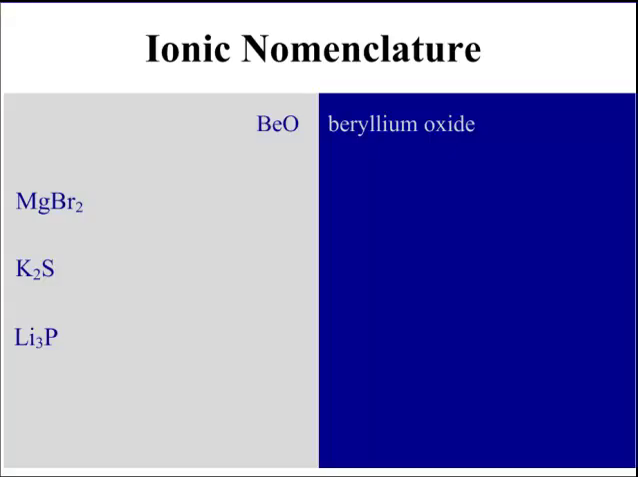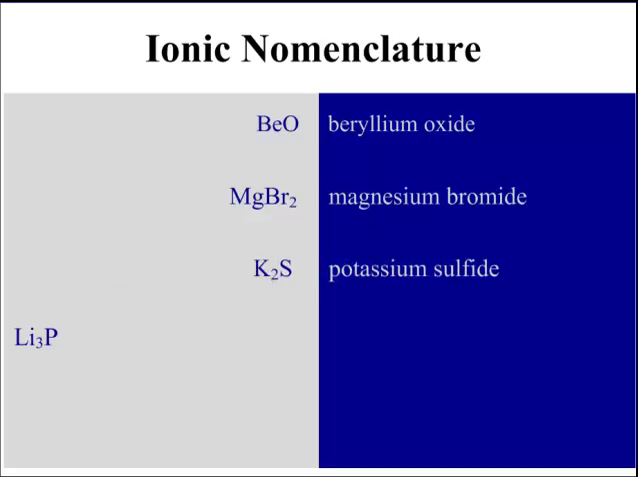MgBr2, remember, we don't have to explain the 2 in the name. It would be figured out knowing the charges of these ions. The name for MgBr2 is just magnesium bromide. K2S, potassium sulfide. Li3P, lithium phosphide.